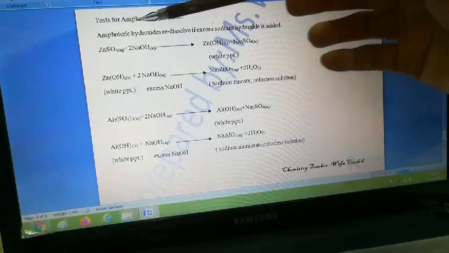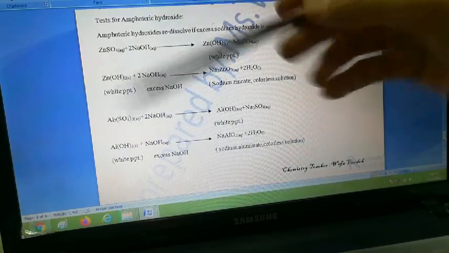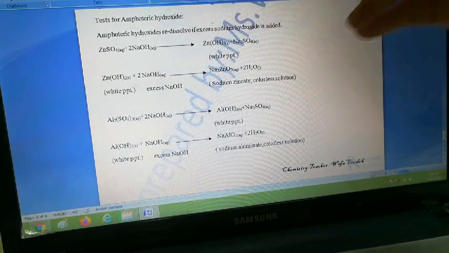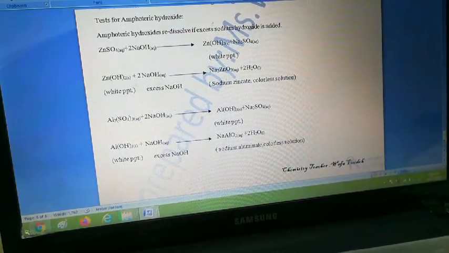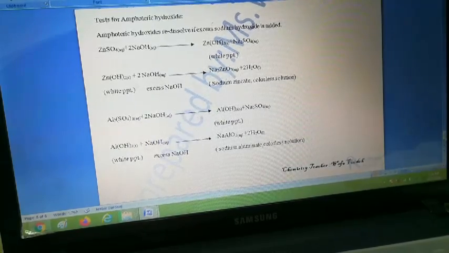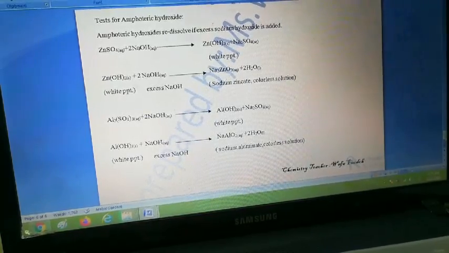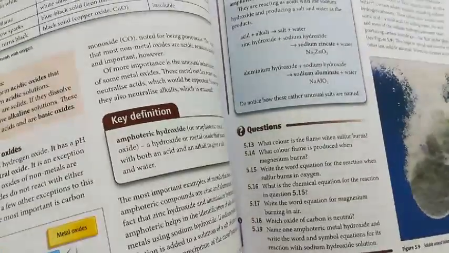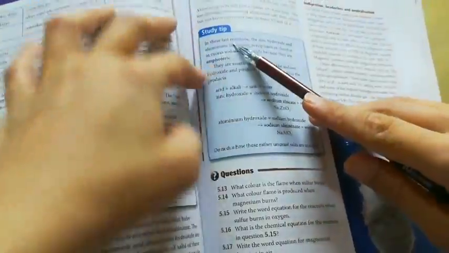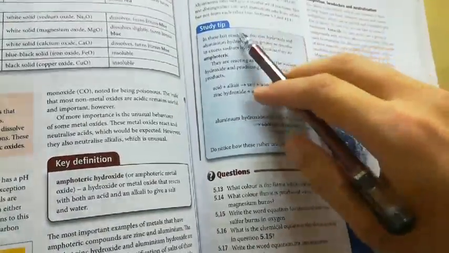Now let us complete the last part of chapter 8, the tests for amphoteric hydroxide. We explained this in chapter 5, on page 127, in the blue table or the blue box, the study tab here. I told you before that you must memorize this table very well, and I told you here also to write a note. We will take it with chapter 8, this one.